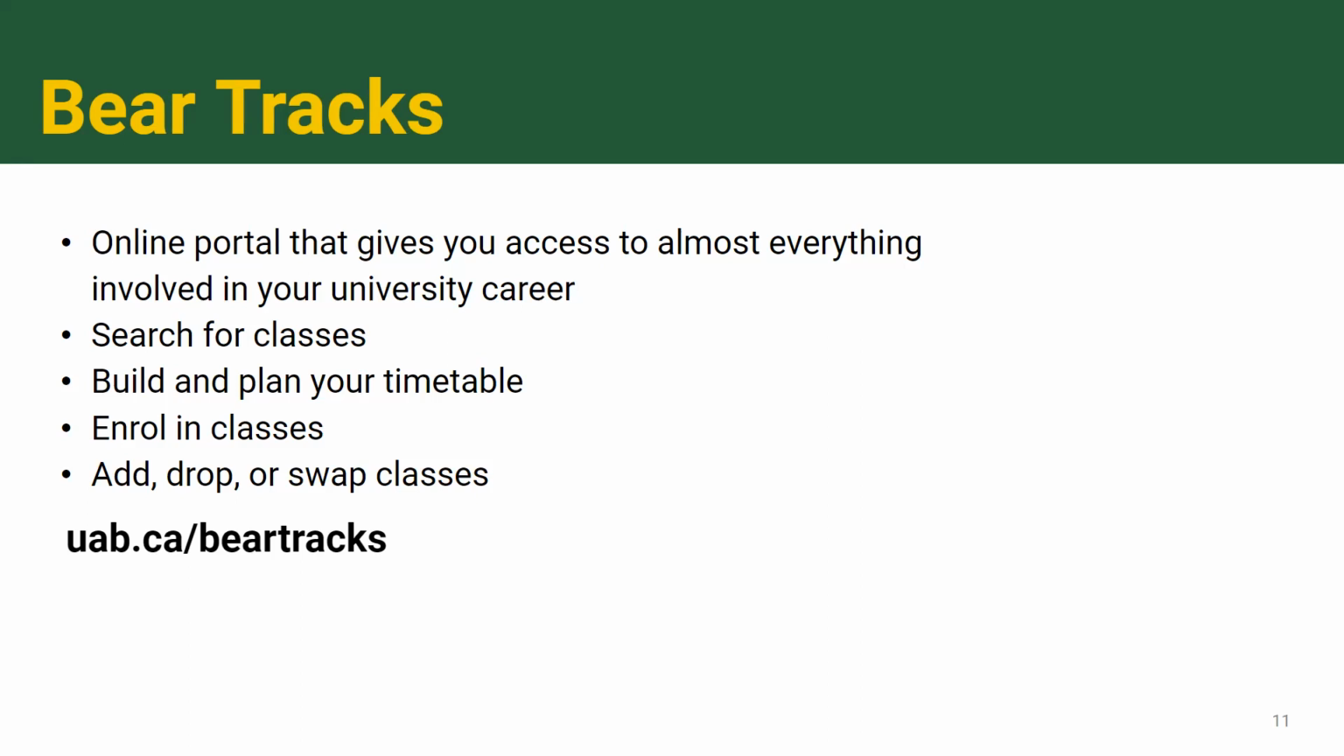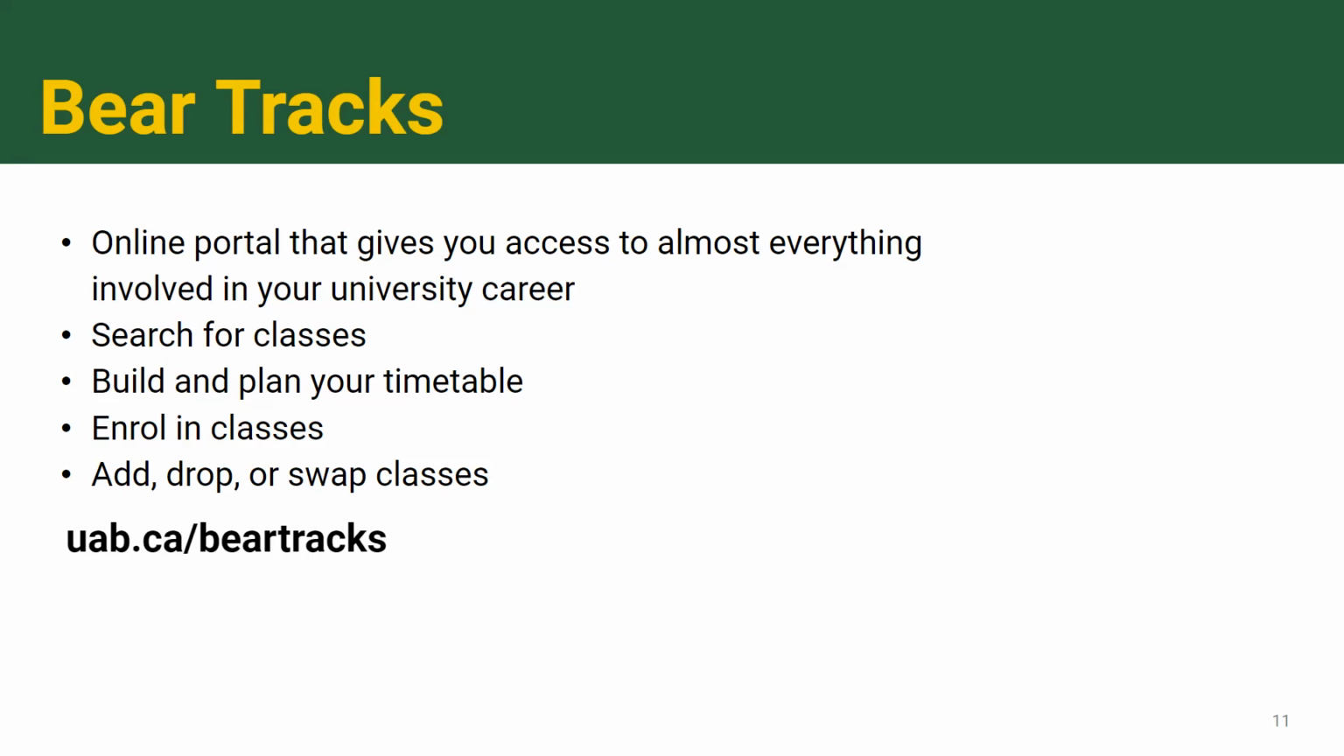So by now you are familiar with Launchpad, which is our admission system. However, for course registration, you will be using BearTracks. BearTracks is an online portal which gives you access to almost everything involved in your university career. The academic section in BearTracks, which we will focus on today, allows you to search for classes, build and plan a timetable, enroll in your classes, as well as add, drop, and swap them. Once you become a future Golden Bear or Panda, BearTracks is where you will also go to check your grades, pay your tuition, and much, much more.